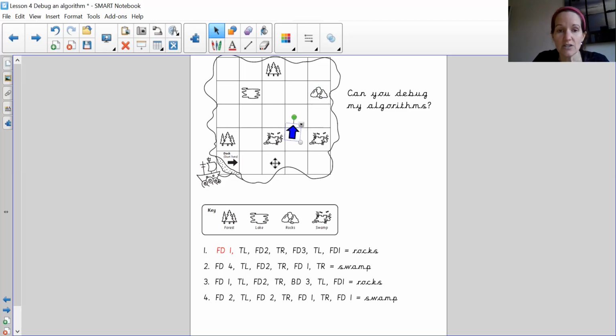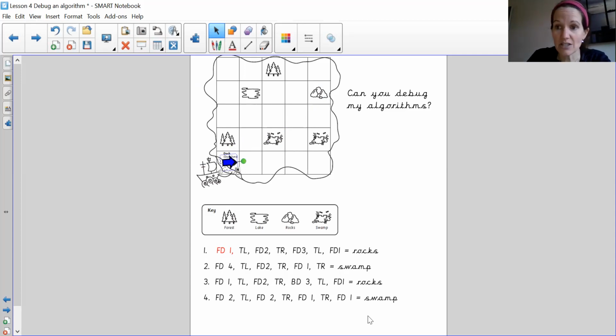So what I would like you to do is with the other 3, follow along and see if you can find the mistakes, find the bug in my algorithm. Can you debug my algorithm? Write numbers 2, 3, and 4, and the part that you've changed, can you underline it so I can see what part of my algorithm you have changed?